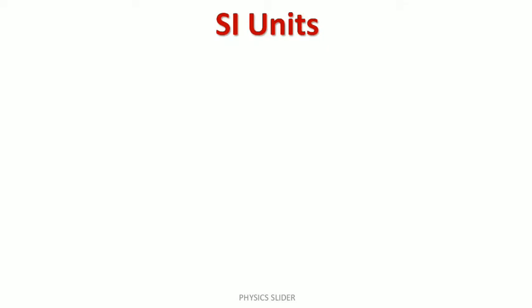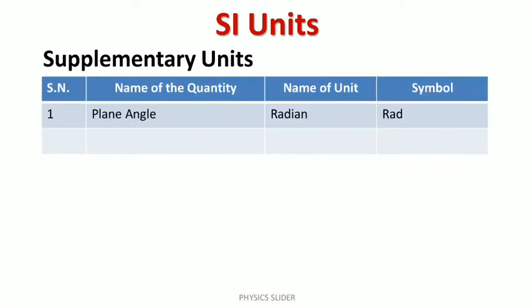Moving ahead with the supplementary units, there are 2 supplementary units under SI units. The first one is plane angle. The quantity is plane angle measured in the unit radian and the symbol is rad. The next supplementary unit is solid angle. Solid angle is measured in the unit steradian. The symbol is sr.